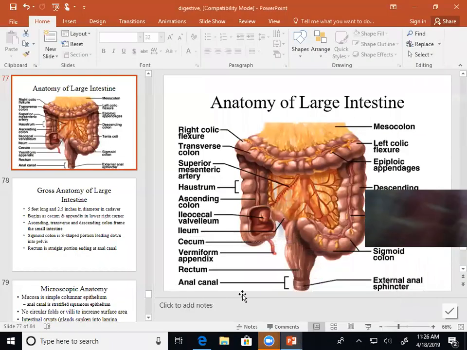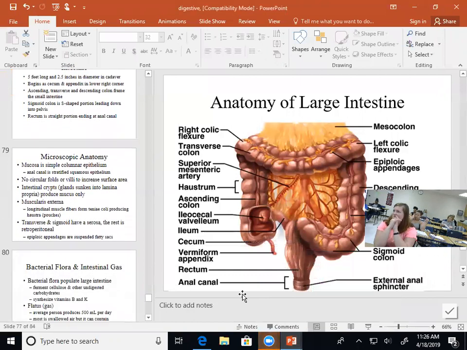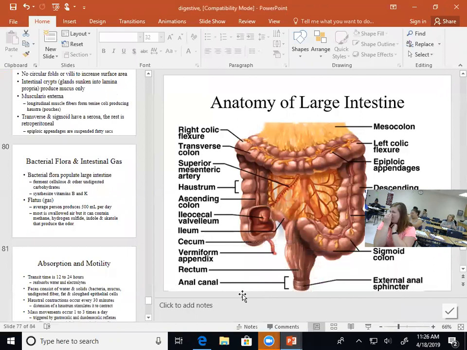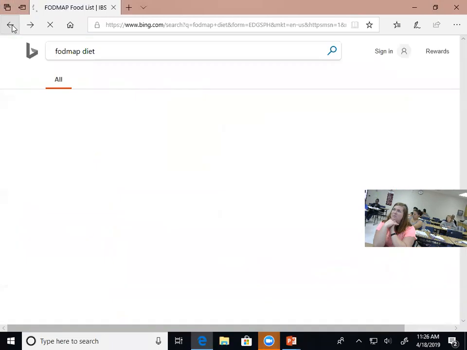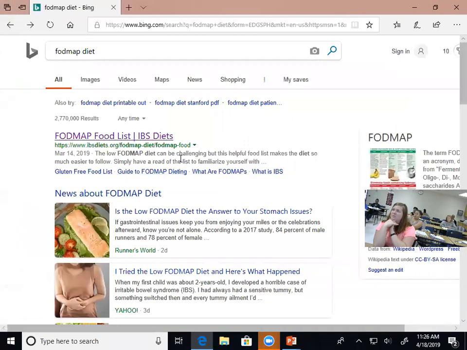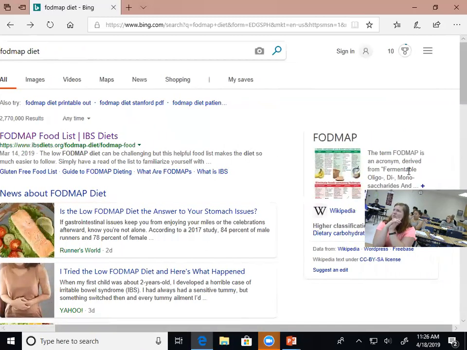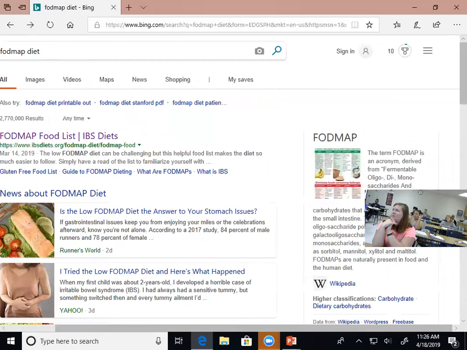All right. So guys, FODMAP, people should know this. What does FODMAP stand for? That's one of the reasons. Does anybody see over there on the side where it says FODMAP with Wikipedia? Scroll down to it. It's an acronym. Fermentable oligosaccharides, disaccharides, monosaccharides and polyols. They are short chain carbohydrates.